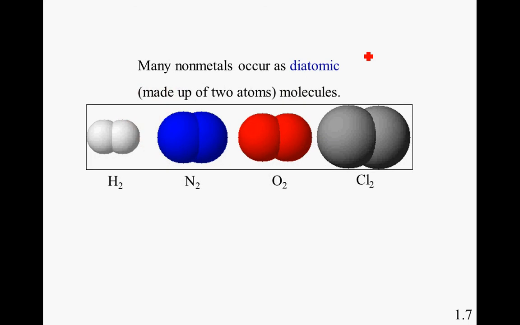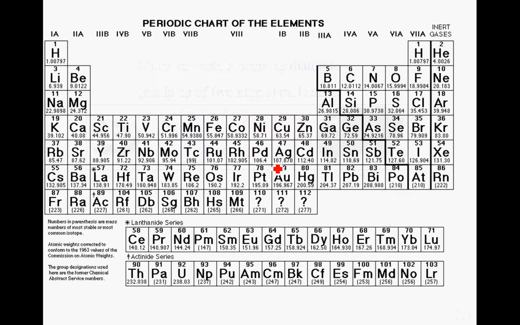Many nonmetals occur as diatomic molecules, made up of two atoms. There are only 7 of these. Hydrogen, nitrogen, oxygen, and chlorine are a couple of them. Written on the periodic table, we have hydrogen and these here. Those are the diatomic molecules. And iodine.